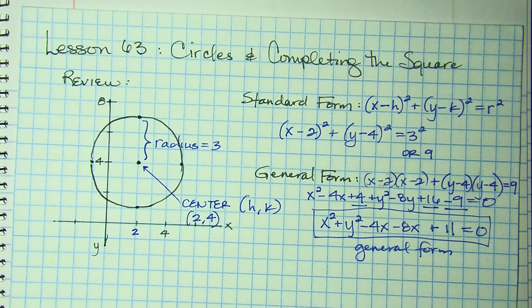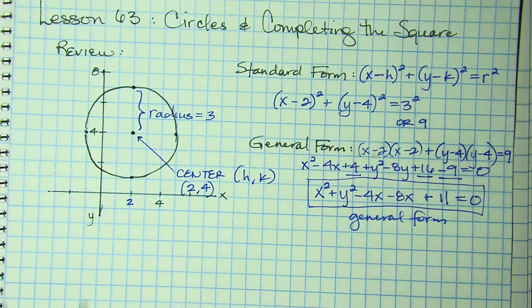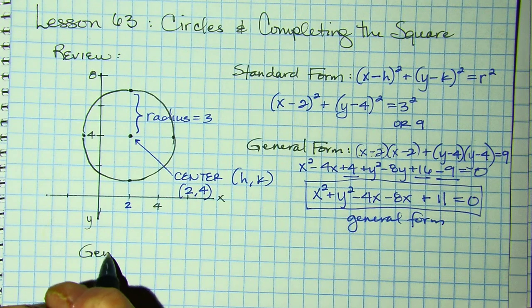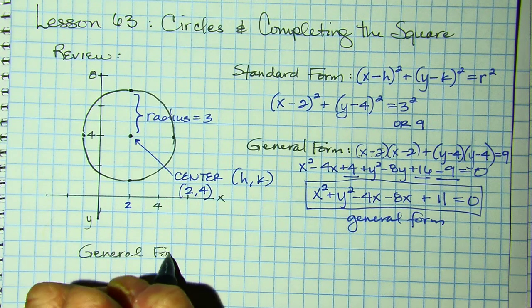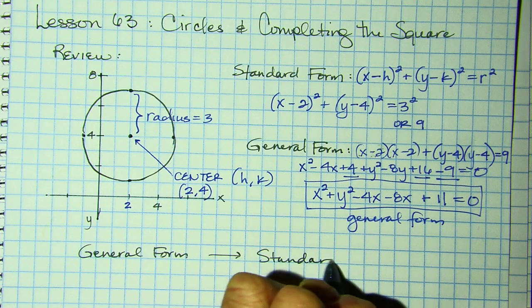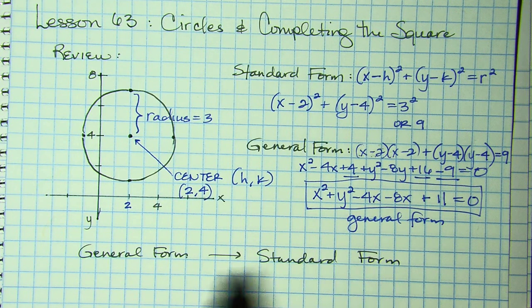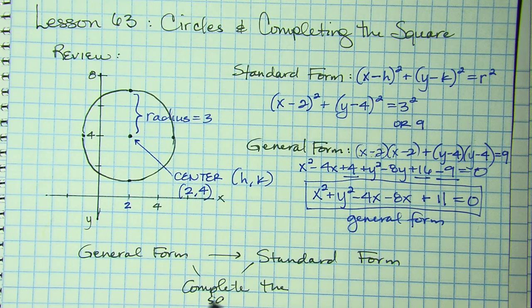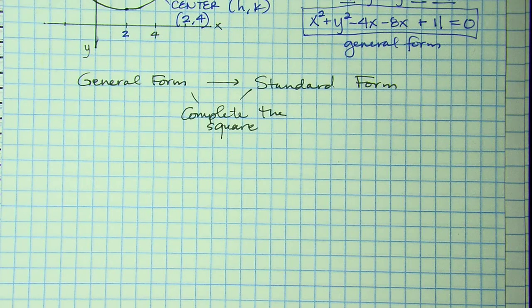Now, this section covers completing the square, because to go from general form to standard form, I have to complete the square. So the book is going to ask you to do two things. You're going to have to complete the square, write it in standard form, and graph. And so I'm going to do 3 with you, and we're going to do that very thing.